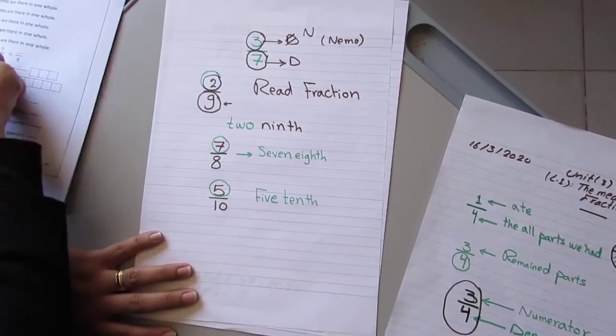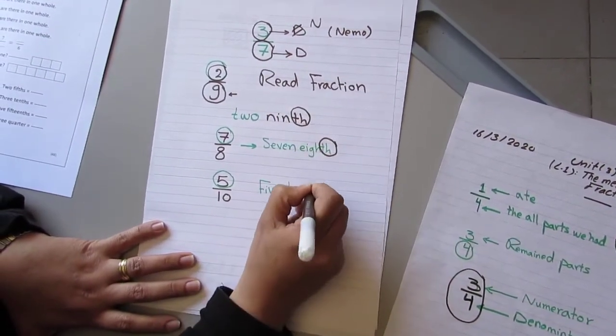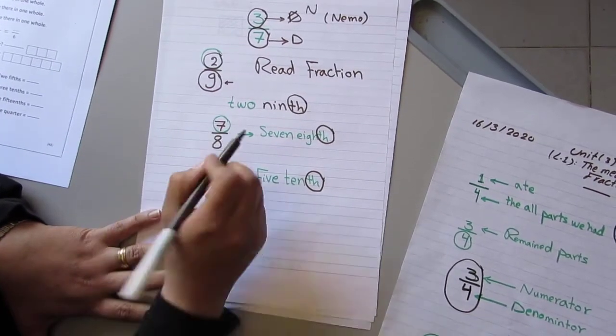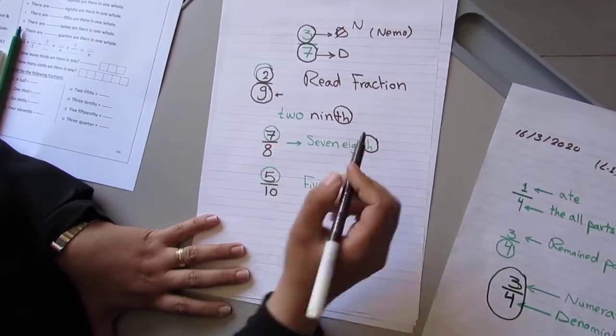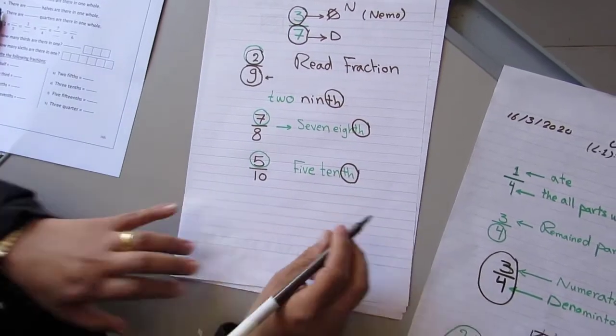Okay? Notice here that we add th, right? We add th for the denominator. So we will say the digit up as it is: 7, 5, 2. But for the denominator we will add th to the number. Here 9th, 8th, and 10th. Okay?